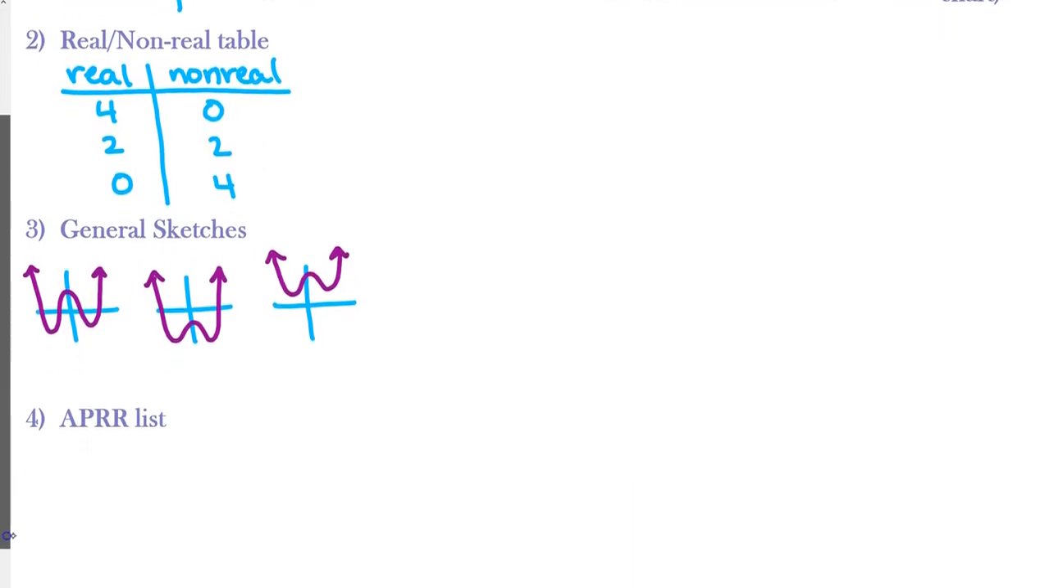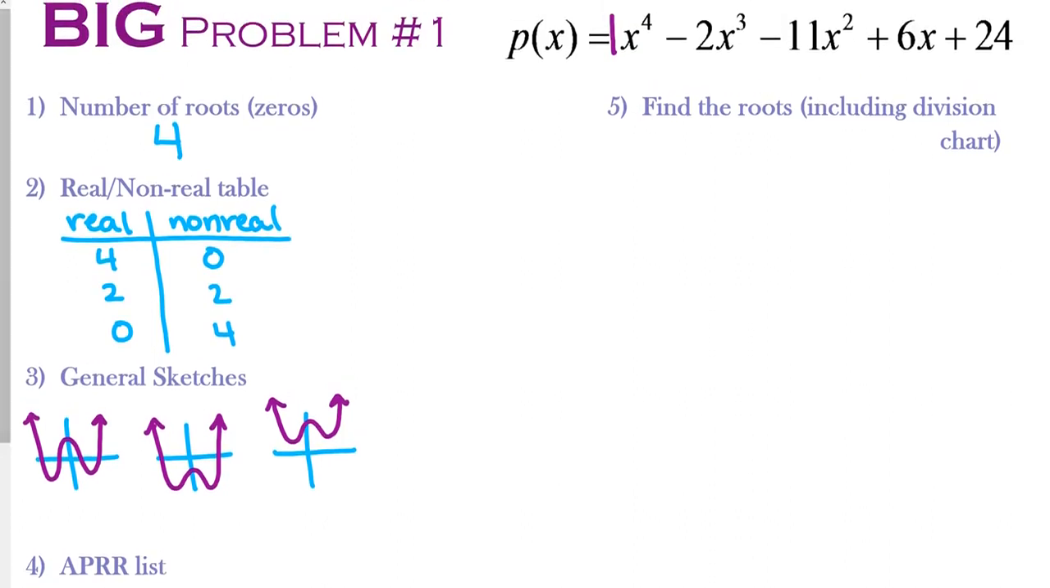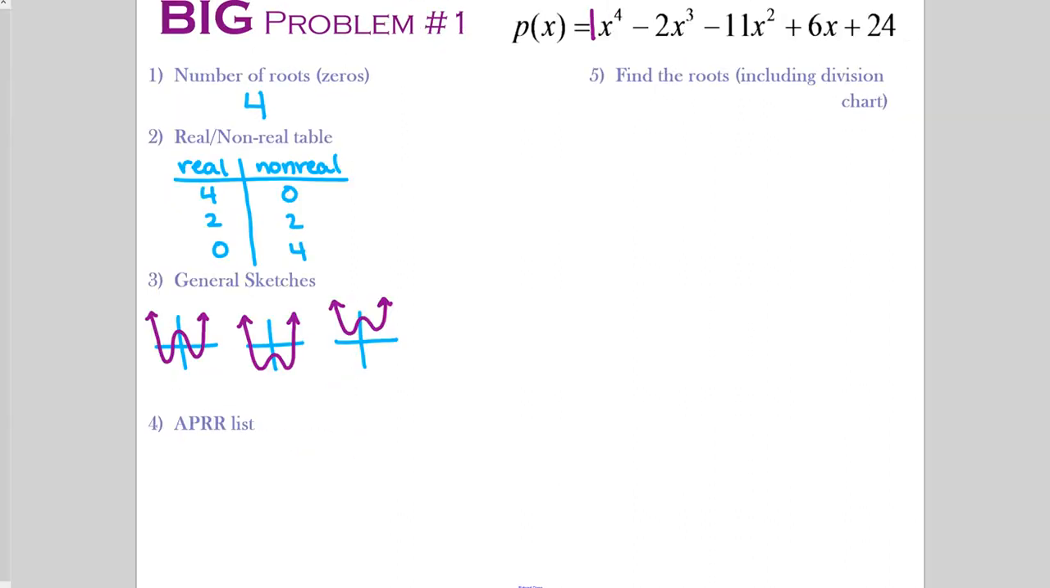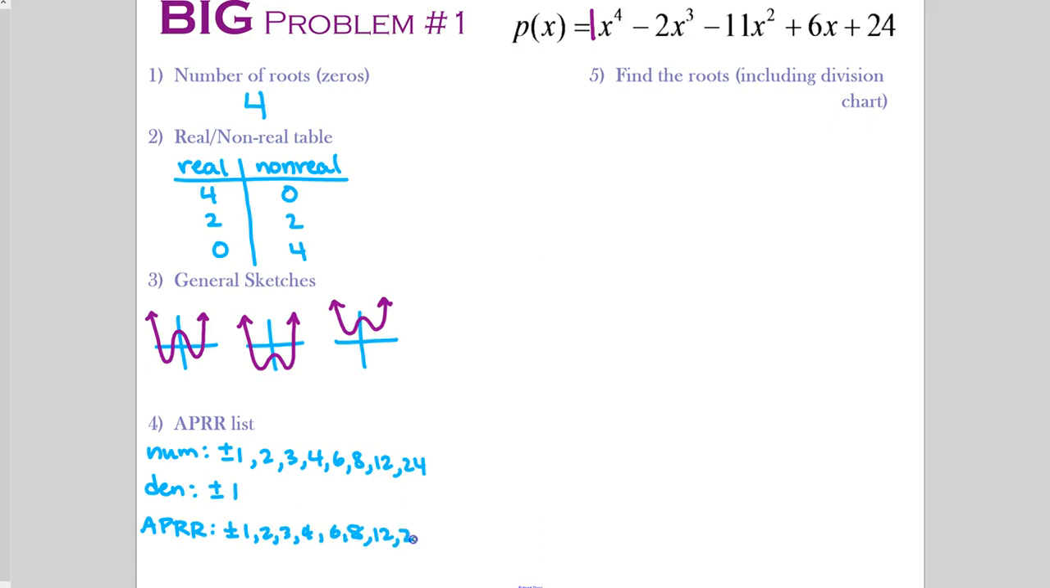Okay, now we're going to make the APRR list. So we start by listing all the potential numerators, which are the factors of 24. So that would be plus or minus 1, 2, 3, 4, 6, 8, 12, and 24. And then all the possible denominators, which would be factors of the leading coefficient, and that's 1, so just plus or minus 1. So then when we put that together, we get just plus or minus 1, 2, 3, 4, 6, 8, 12, and 24.